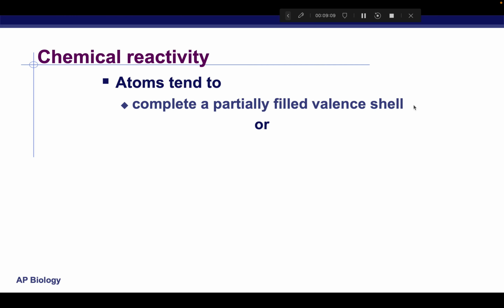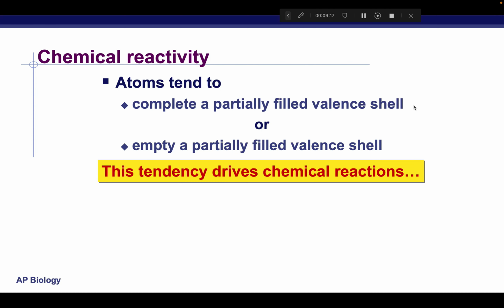Atoms tend to want to complete a partially filled valence shell or empty a partially filled valence shell to become chemically stable. What do I mean by that? Except for hydrogen and helium, all the other elements that we're going to talk about are the most energetically stable when they have 8 electrons in their outermost orbit. We say they have a full valence shell. Helium and hydrogen are most stable when they have 2 electrons in their outermost shell. So except for helium and hydrogen, all the other elements want 8.